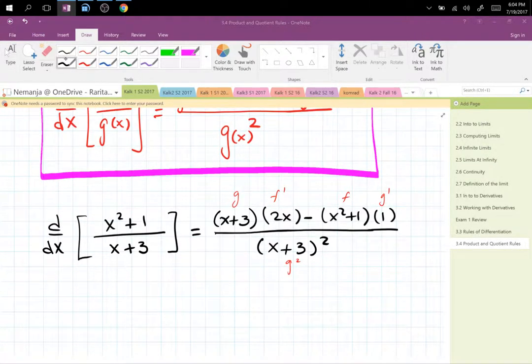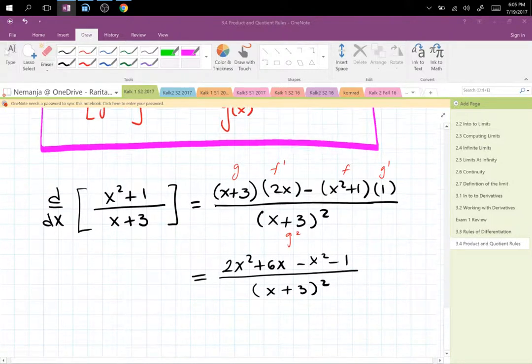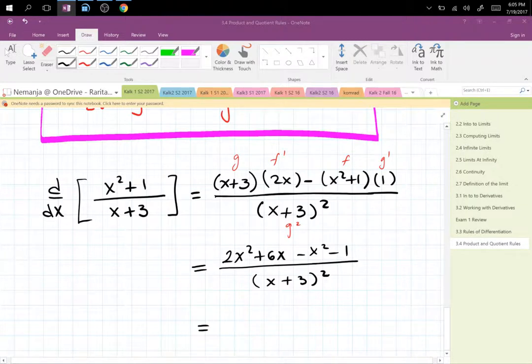Now, clearly there is some algebra to be done here. So we have 2x squared plus 6x minus x squared minus 1. Do not FOIL the denominator. Always leave it squared. Because later on in chapter 4, you set it equal to 0, it gets wiped out. So it doesn't matter. Don't waste energy. You don't need to do it.